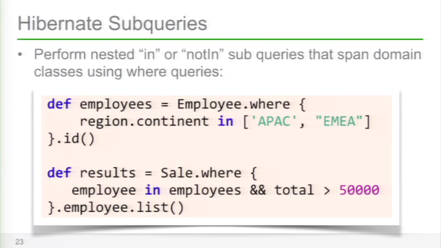So you can perform subqueries where you compose two queries together. In this example, which I explained in one of my previous talks, we're checking for all the employees that are in the APAC or the EA region in this query, but the query is not actually executed at this point. And then when we pass it in to find all the sales that have a greater than 50,000 with employees in those two regions, it'll do a correlated subquery at the SQL level, essentially.